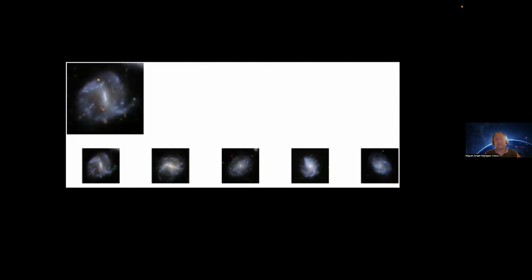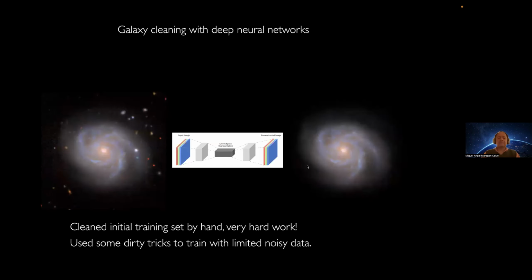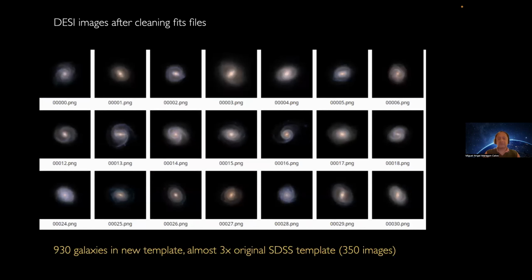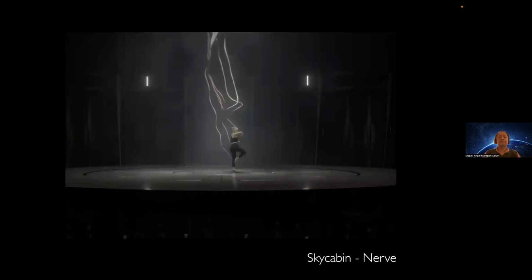So this will be a galaxy in the real universe, and this will be a matching from a template of a limited number of galaxies, because we cannot load millions of images on an Oculus. So we are also cleaning images using neural networks. Here on the left, we see an image as it comes from the telescope. Then after we clean it, it looks really nice. There are several images from the DESI survey, and after we clean them with neural networks, we have a very high quality template now with 930 galaxies.